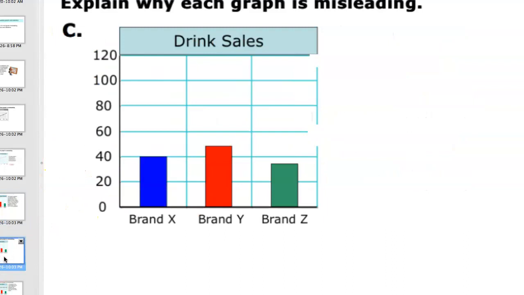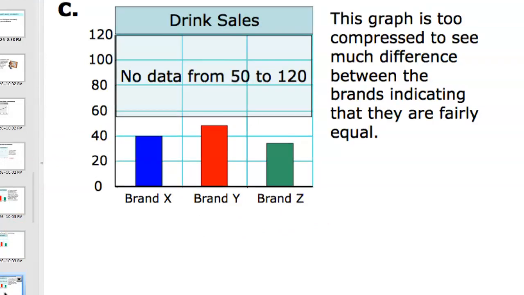All right, here are drink sales. I want to know why this is misleading. It's misleading. See how it only takes up part of the graph? All up here is empty space. Okay, so the graph is too compressed to see much difference between the brands. Okay, so you don't want a graph like this. You want to take up the whole graph.